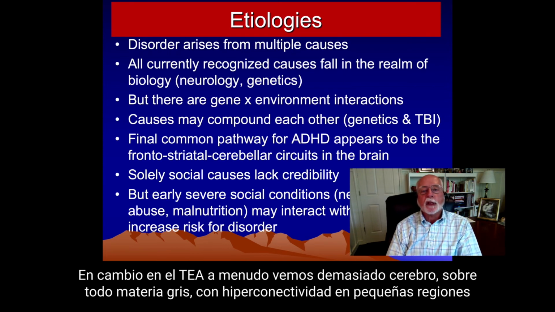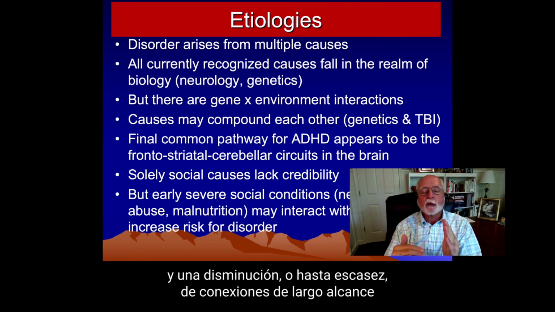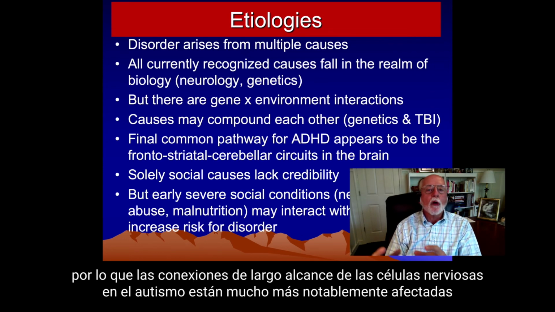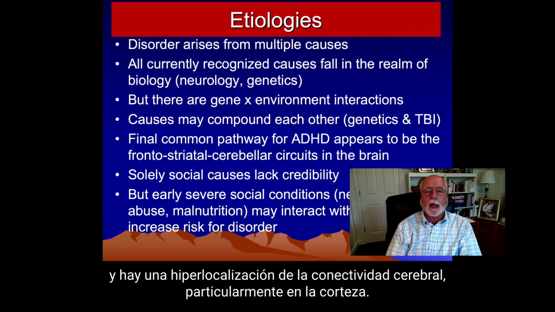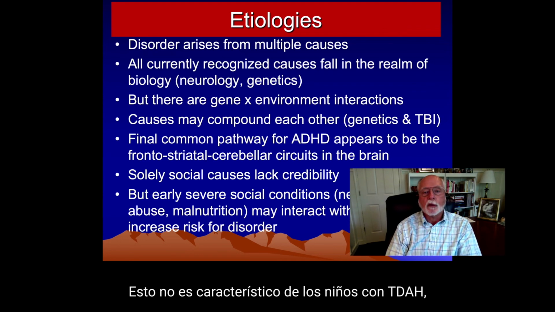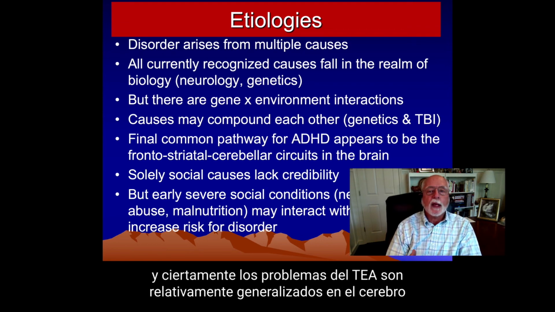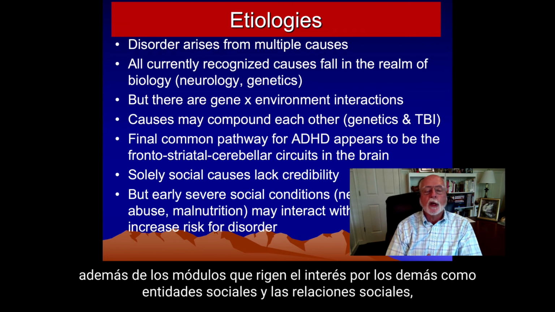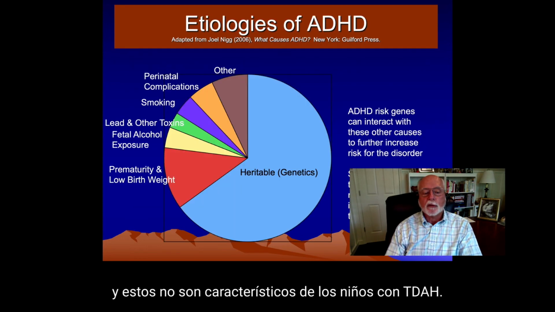In ASD, we often see too much brain, particularly at the gray matter level, with a lot of hyperconnectedness in little local regions, and a much more dramatic decrease or dearth of long-range connections across the brain, linking up other centers of brain functioning in a functionally connected way. So the long-range connections of nerve cells in autism are much more strikingly affected, and there's a hyper localization of brain connectivity, particularly at the cortex, that is not characteristic of ADHD children. And certainly the problems with ASD are relatively pervasive across the brain and implicate not just the language centers, but also the centers for emotion regulation and control, in addition to the modules that govern interest in others as social entities and social relationships. And those are not characteristic of ADHD children.